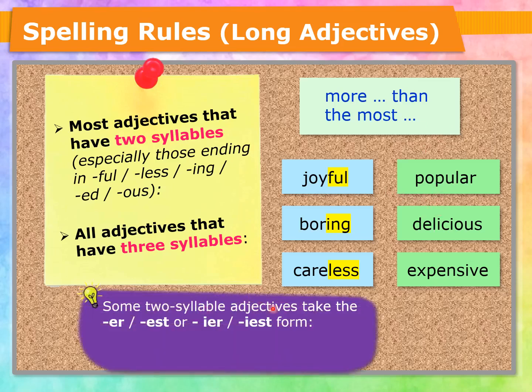However, some two-syllable adjectives only take er, est, or ier and iest form, like clever, cleverer, cleverest. Healthy, healthier, healthiest.